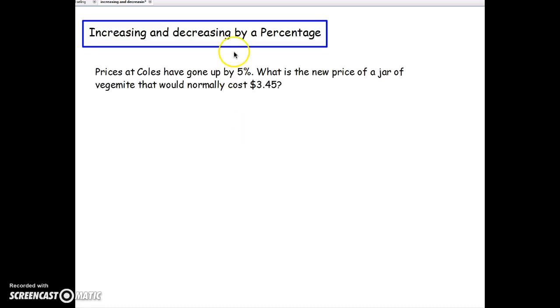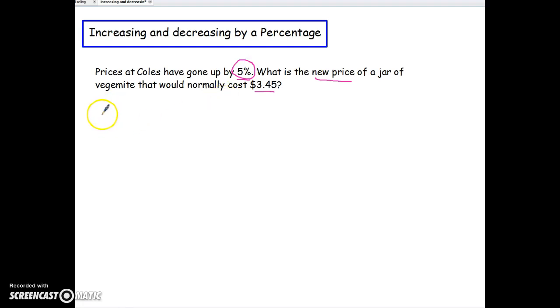In this video, we're going to explore percentage increase and percentage decrease. And there's a couple of different ways we're going to do that. First of all, let's have a look at this example. Prices at Coles have gone up by 5%, and I want to know what the new price of a jar of Vegemite would be if it was originally $3.45. So how much is the Vegemite going to cost after it's gone up by 5%?